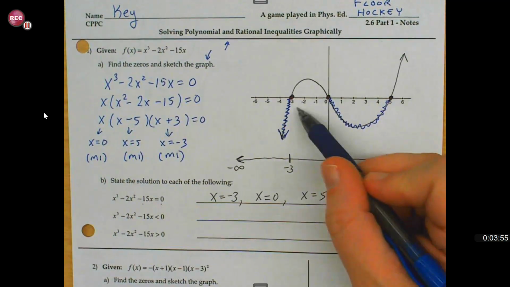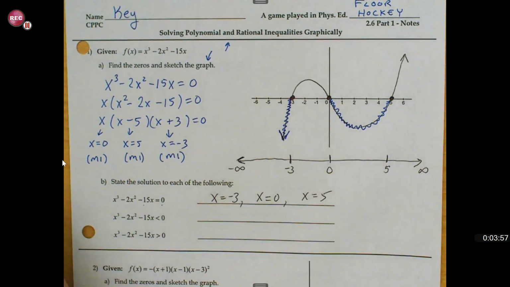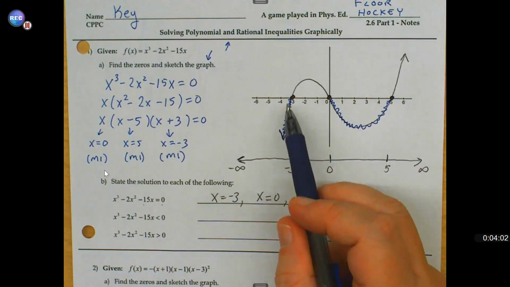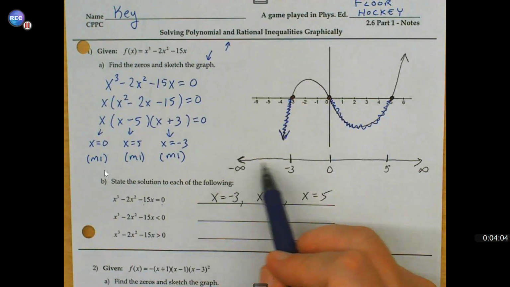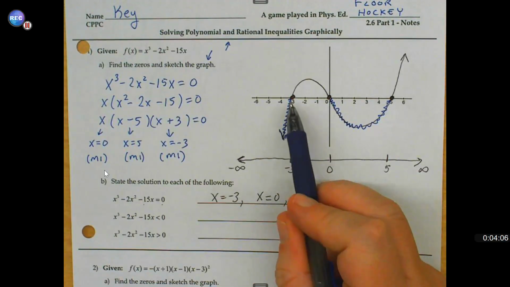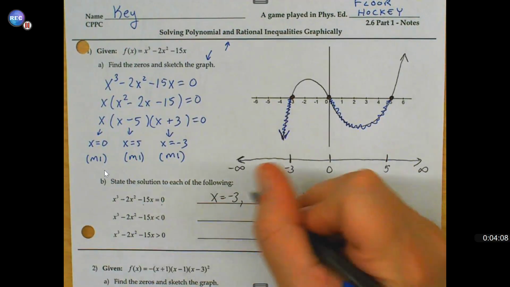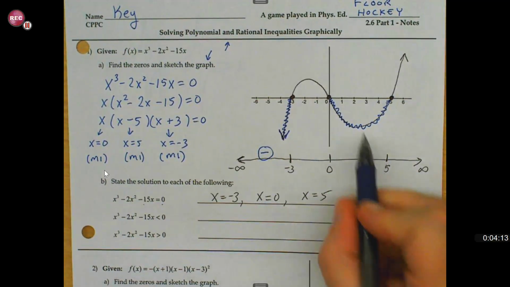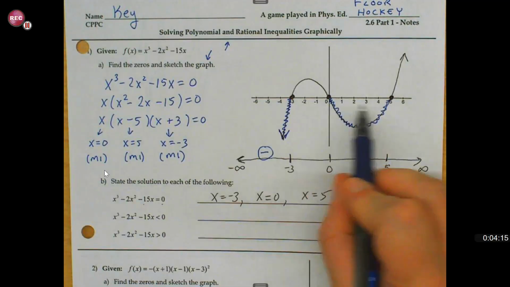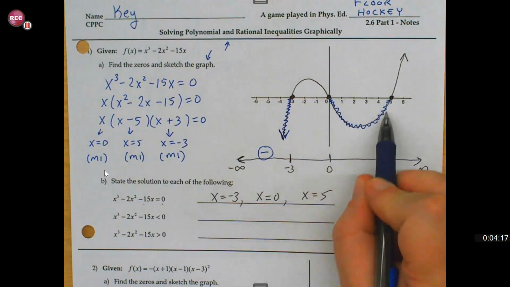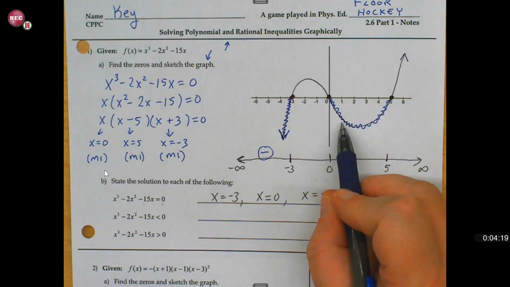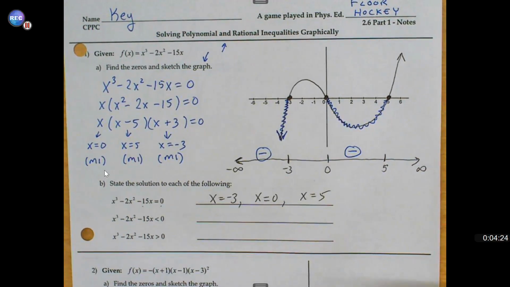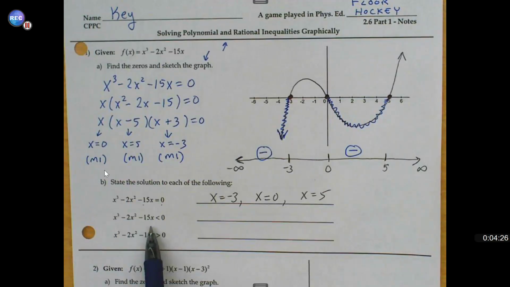And we can see that this part of the graph is under the x-axis, and that part of the graph is happening between -infinity and -3. Since it's under the x-axis, I'm just going to write a negative sign, meaning less than 0. Then over here, from x equals 0 out to x equals 5, the graph is under the x-axis, meaning all its y values are negative. So we're going to write negative again.